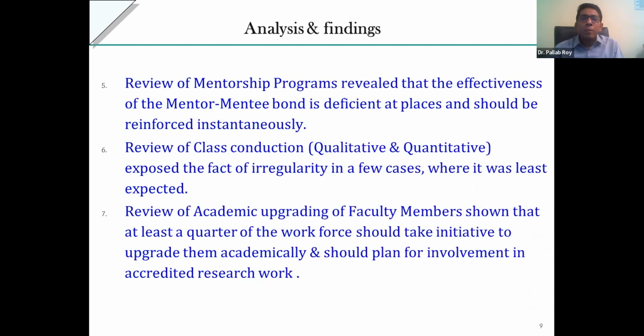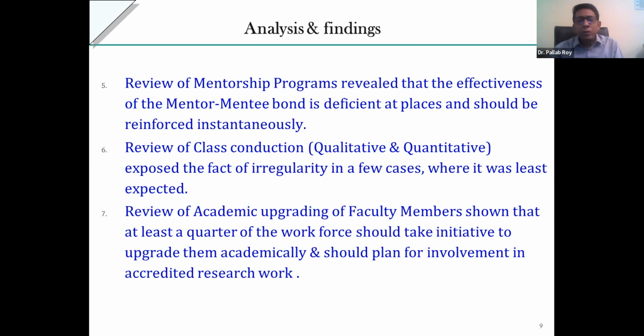The next finding was about the mentorship programs. Even though they are there, there is no strong mentor-mentee bond in all the cases, and that is causing dissatisfaction in some places. That needs to be taken care of immediately and should be reinforced instantaneously. After going through the class conduction review, it was exposed that there are irregularities in some cases. For example, you do not expect a person to be so irregular, but when you go through the review, you find that some people have made it a practice. The irregularity is a part of their life, as if.